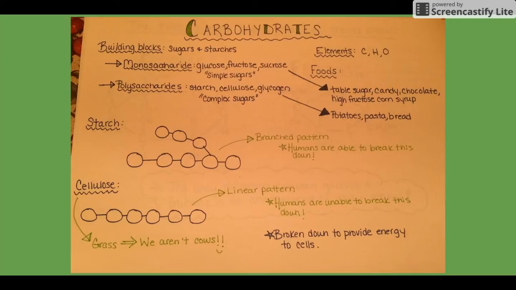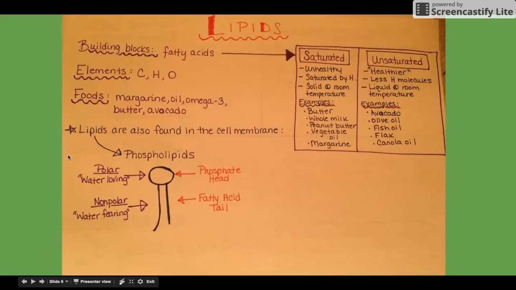So then, if you remember from one of the Plickers questions, whether our bodies could break down cellulose, these structures below kind of show you why we can't. So cellulose here is just a linear chain, and our bodies are not able to break down that linear pattern, and so we can't utilize it like cows can because they have multiple stomachs to break down the cellulose and actually use that energy in their cells. But we break down the starch, which has this branched pattern, and we're able to then break this bond off and actually use that starch.